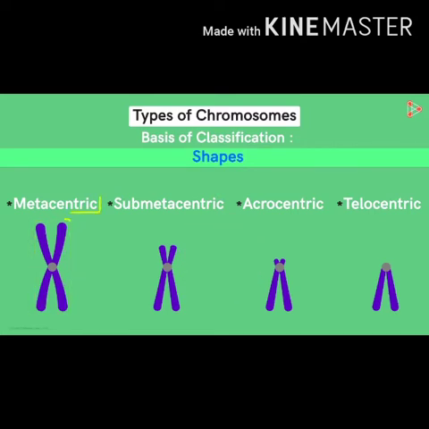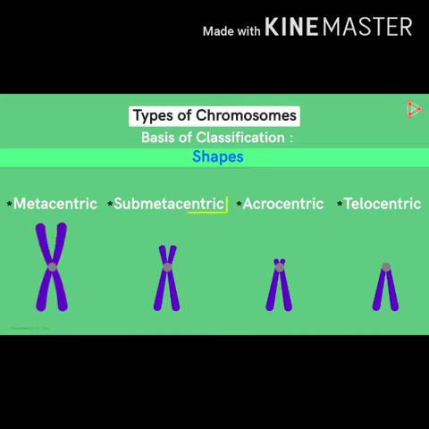This one is called metacentric type. As we can see, the centromere is placed almost exactly at the center. The two arms seem almost of the same length. We can say that the centromere is placed somewhat in the middle of the complete structure.